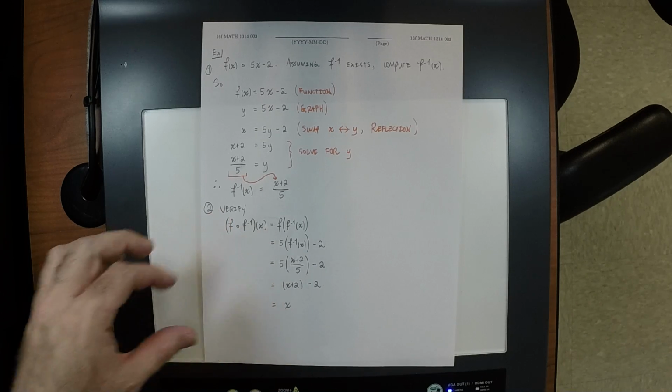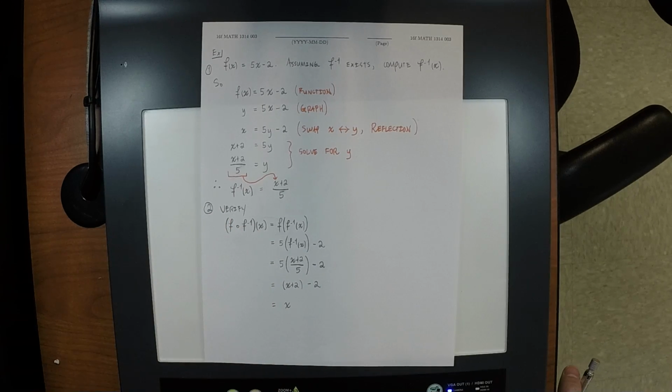So now, because composition is not commutative, that means that we must do what? Do the inverse. We need to check it in the other order.